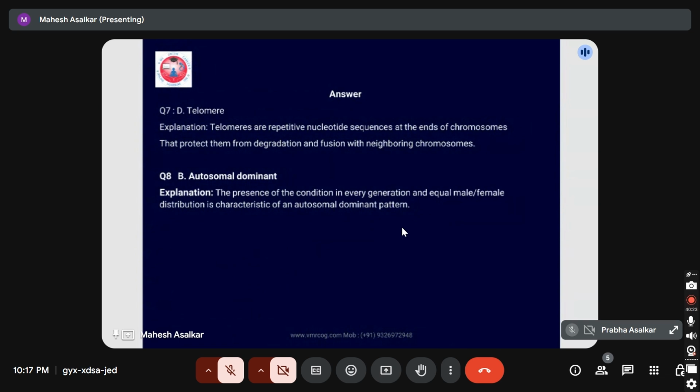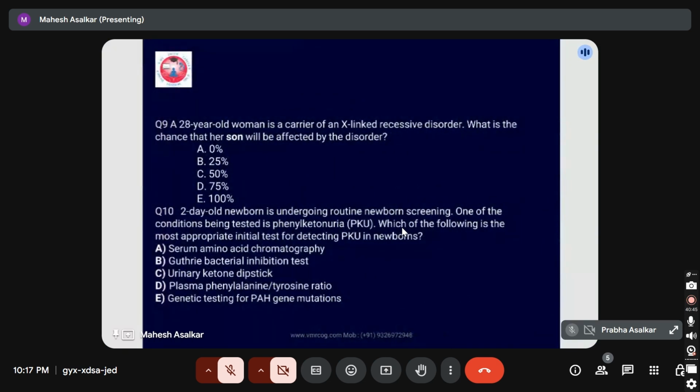So question 7, telomere. Telomeres are repetitive nucleotide sequences at the ends of the chromosome. This protects them from degradation and fusion with neighboring chromosomes. Question number 8 is autosomal dominant. The presence of the condition in every generation and an equal male and female distribution is a characteristic of autosomal dominant pattern. Okay. Dr. Amrita, next.